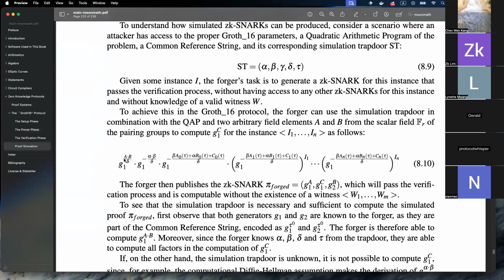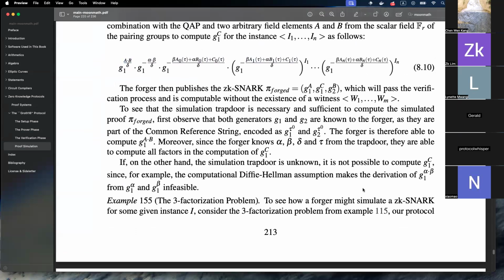But in this case, because we can choose and we can just look at what the result is, we can choose values that will satisfy the equation, and then we can forge a false proof.